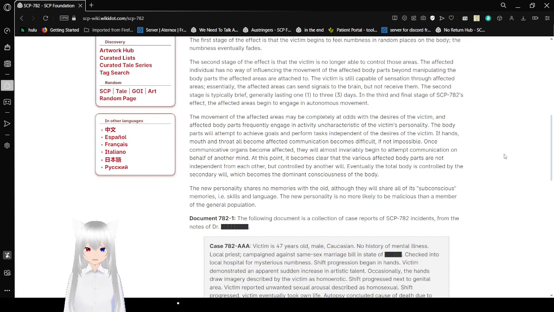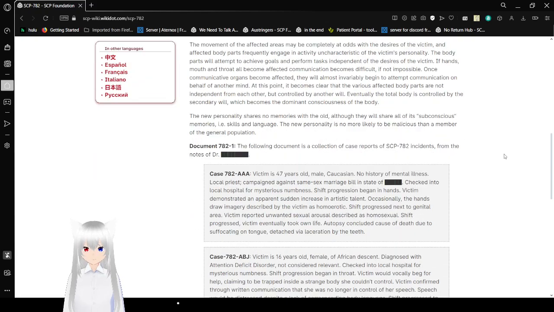In the third and final stage of SCP-782's effect, the affected areas begin to engage in autonomous movement. The movement of the affected areas may be completely at odds with the desires of the victim, and affected body parts frequently engage in activity uncharacteristic of the victim's personality. The body parts will attempt to achieve goals and perform tasks independent of the desires of the victim. If hands and throat become affected, communication becomes difficult, if not impossible. Once communicative organs become affected, they will almost invariably begin to attempt communication on behalf of another mind.